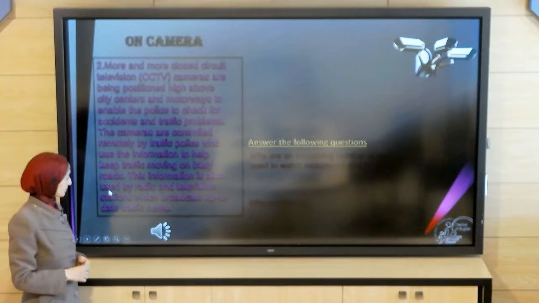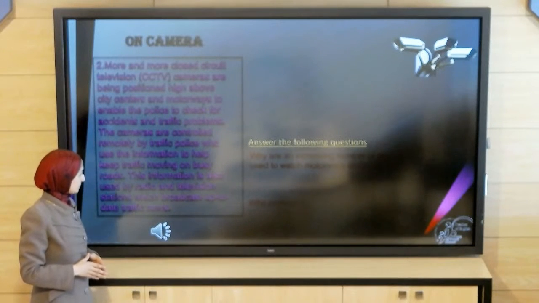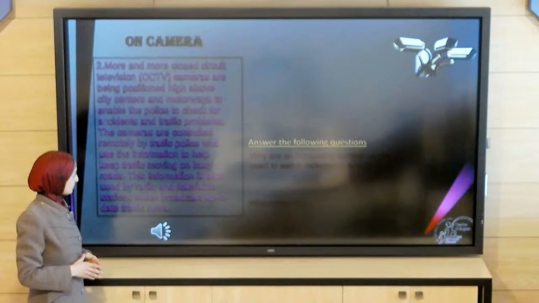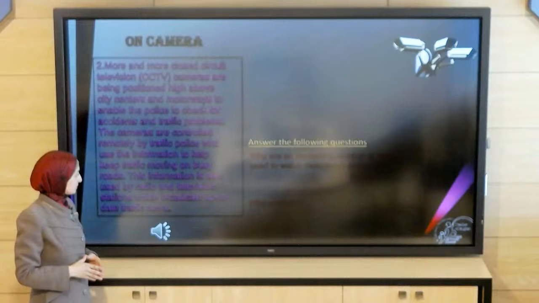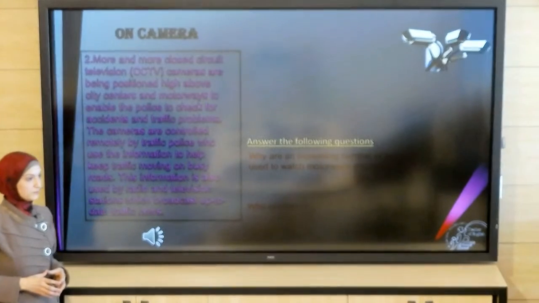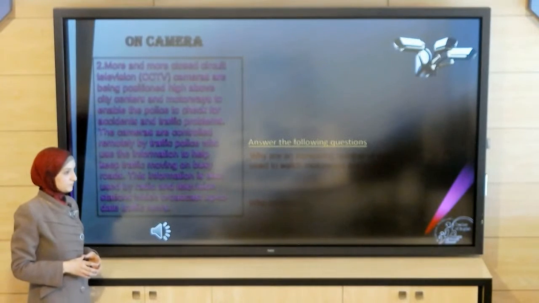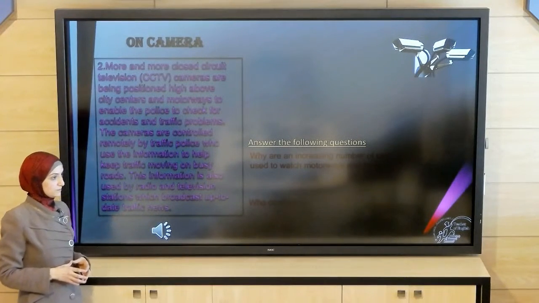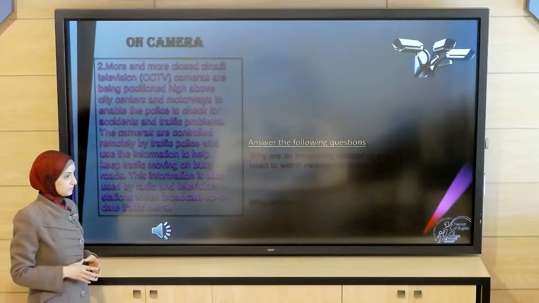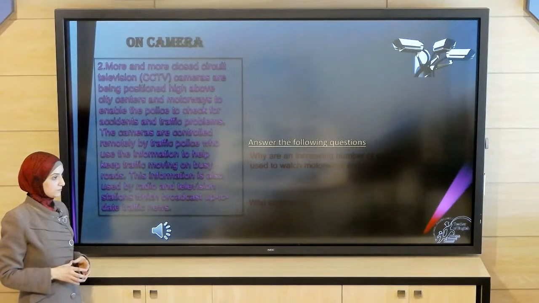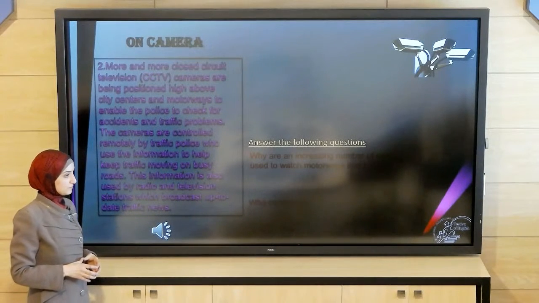More and more closed-circuit television, CCTV, cameras are being positioned high above city centers and motorways to enable the police to check for accidents and traffic problems. The cameras are controlled remotely by traffic police who use the information to help keep traffic moving on busy roads. This information is also used by radio and television stations which broadcast up-to-date traffic news.